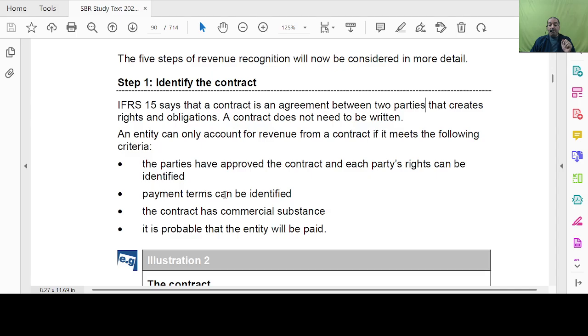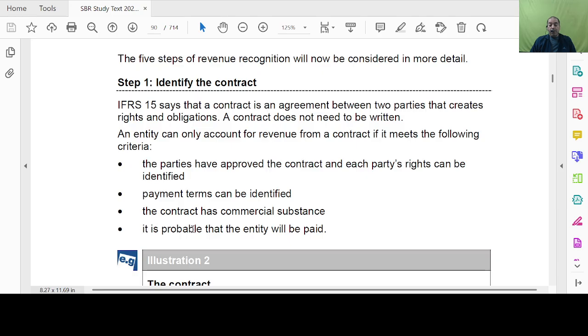Second is payment terms can be identified. How the payment will be made? The payment can be made upfront at the beginning of the contract, or the payment can be made at the end of the contract, or the payment can be made on a progressive basis as and how the performance obligations are performed, right? Then contract has some commercial substance. The risk is transferred, the ownership is transferred. So it is not just a mere agreement which is not enforceable by law. So there must be some commercial substance.